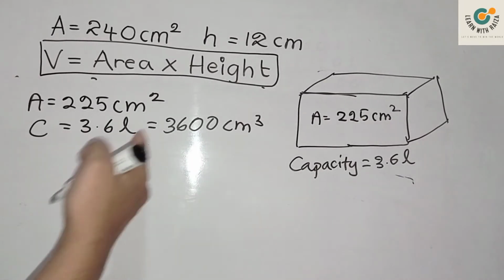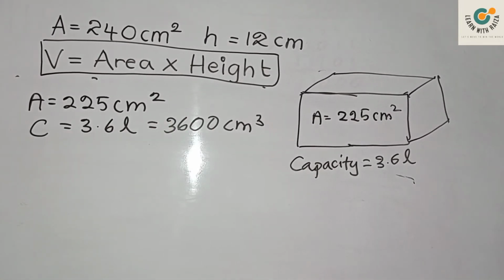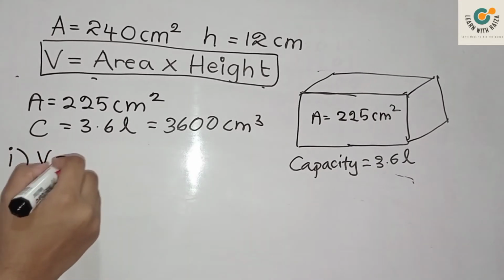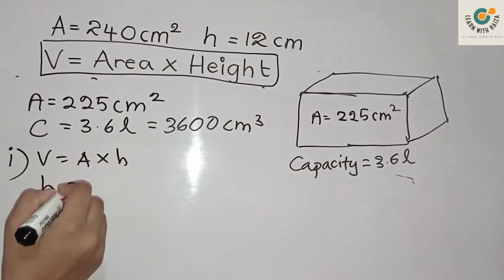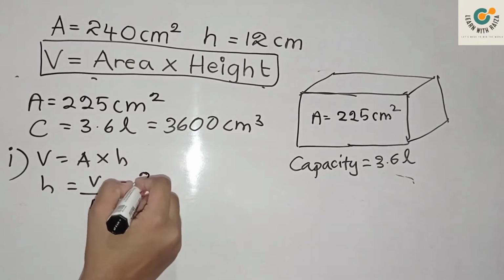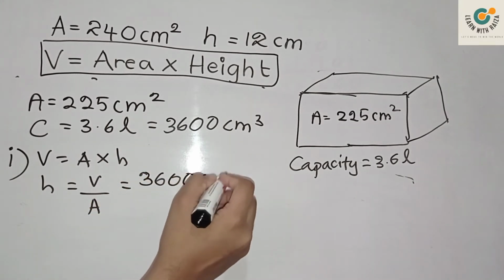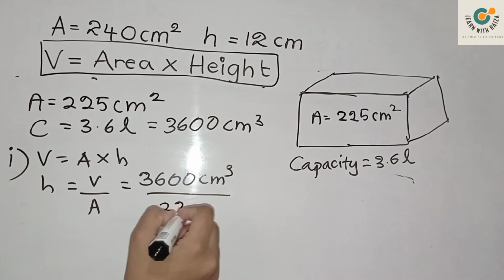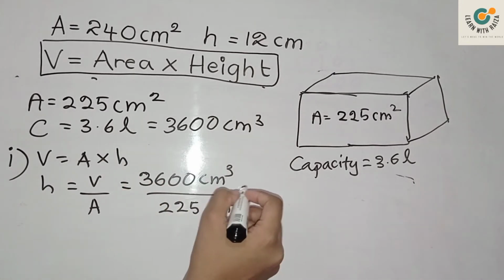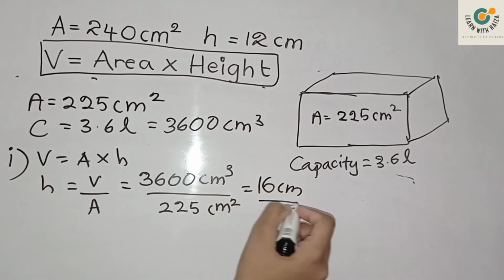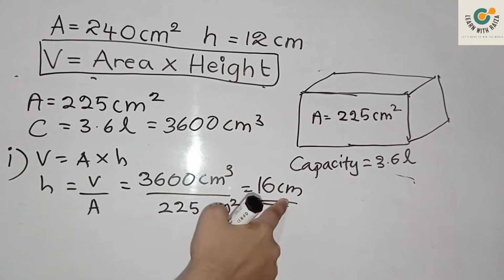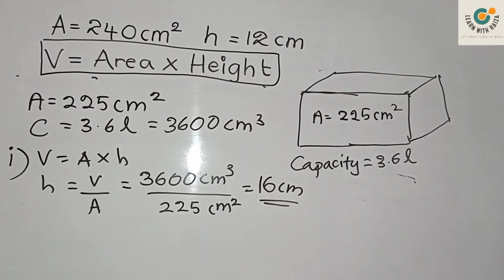Converting liters into cubic centimeters is necessary, because in Roman number 1 they have asked us to find the height. So volume equals area into height. Therefore height equals volume divided by area. Volume is 3600 cubic centimeters, area is 225 square centimeters. We can divide this and get the whole number answer as 16 centimeters. The cubic centimeters and square centimeters get cancelled, and the unit remaining is just centimeter.